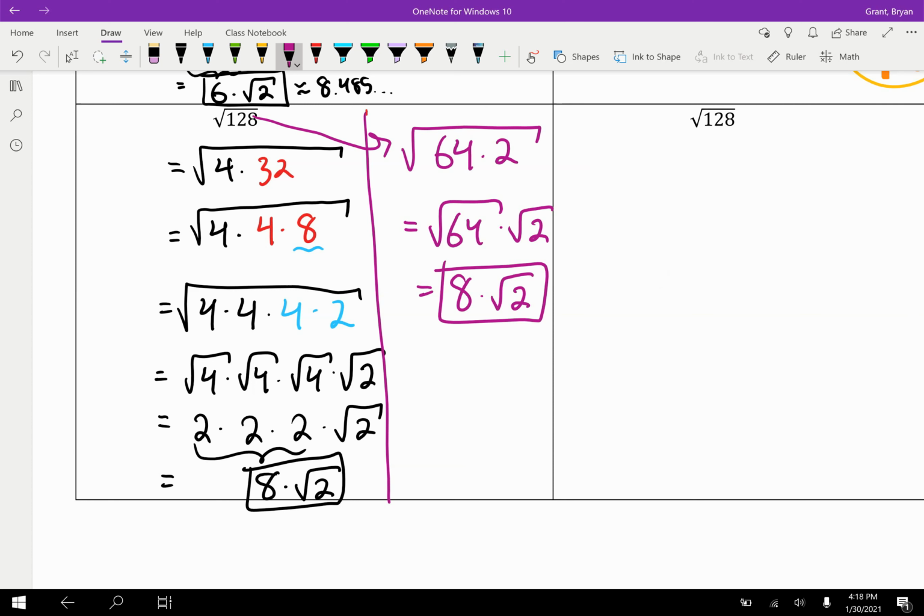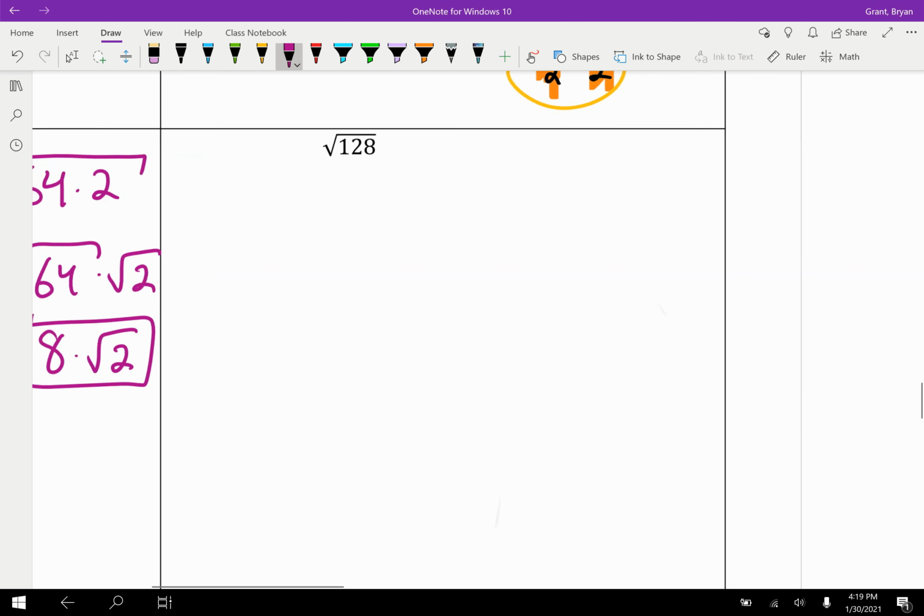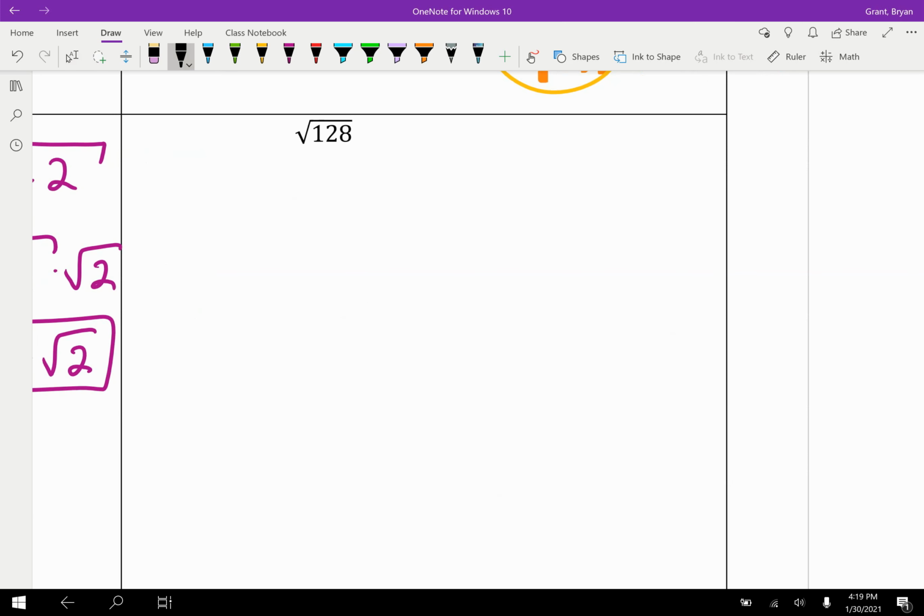So again, depending on which perfect square you take out, the larger the perfect square, the faster the problem's going to go. But any perfect squares will eventually lead you to the same answer. I did promise you a more straightforward way, if maybe a little bit slower. And so here's that more straightforward way. We start with 128. We say, let's break this down.